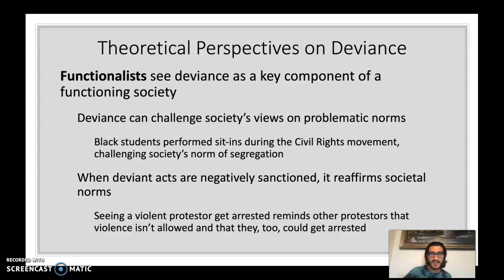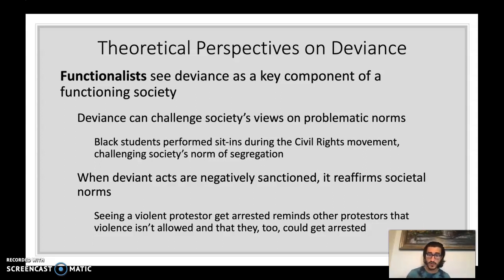When deviant acts are negatively sanctioned, it reaffirms societal norms. So seeing a violent protester get arrested reminds other protesters that violence isn't allowed, and that they too could get arrested. So that's something functional about deviance: we know that if we go against the norms in society, if we engage in deviant behavior, we will likely experience some form of negative sanction, whether it's something as simple as getting a dirty look if you pick your nose, versus something more serious like getting arrested for actually breaking a law.